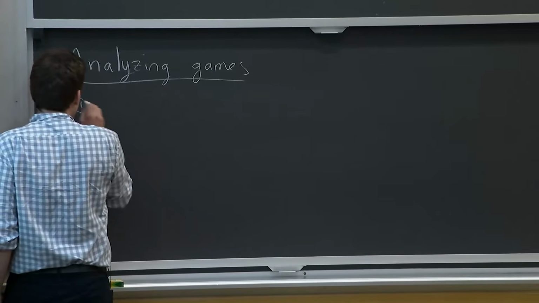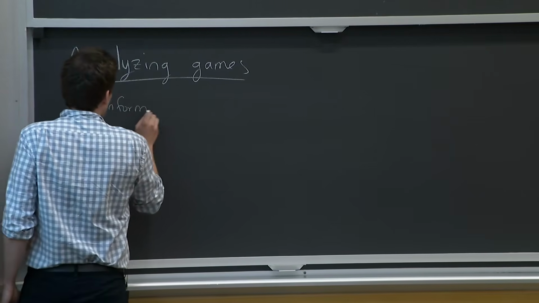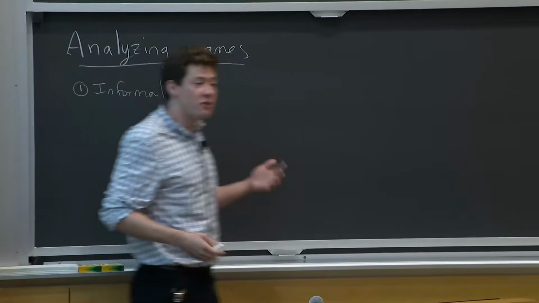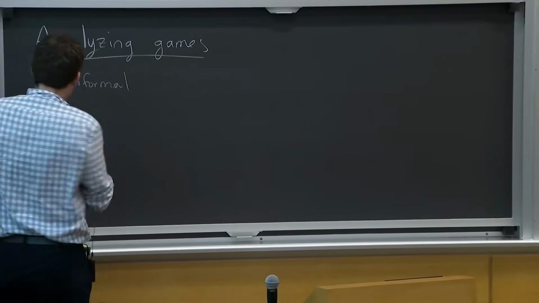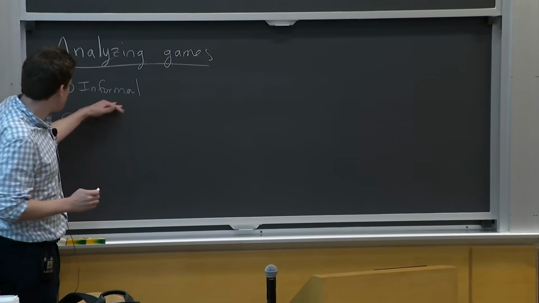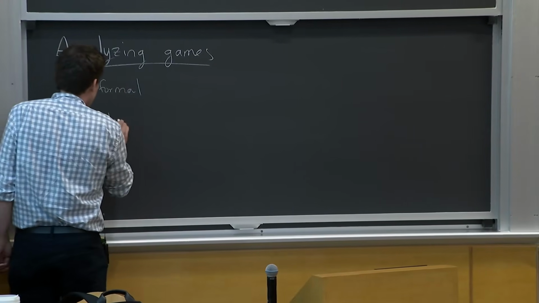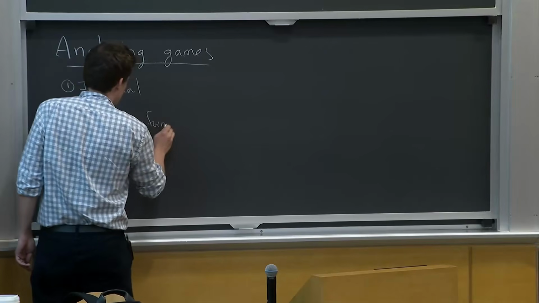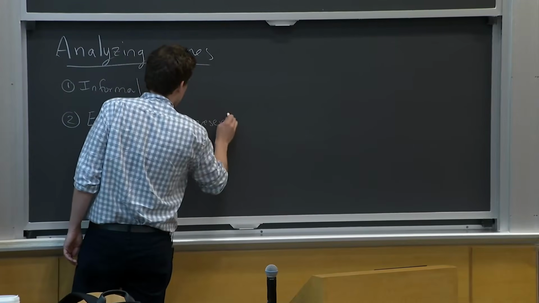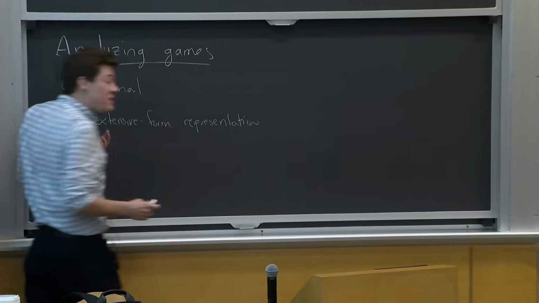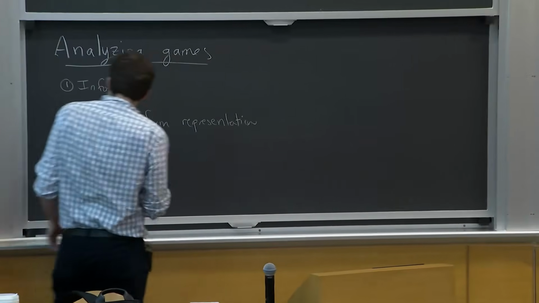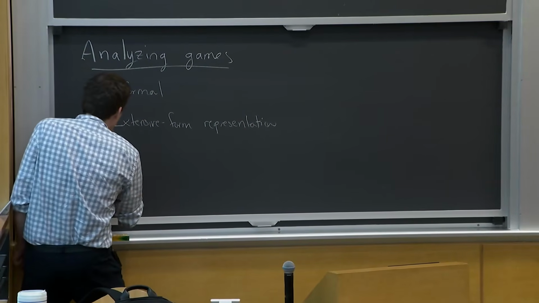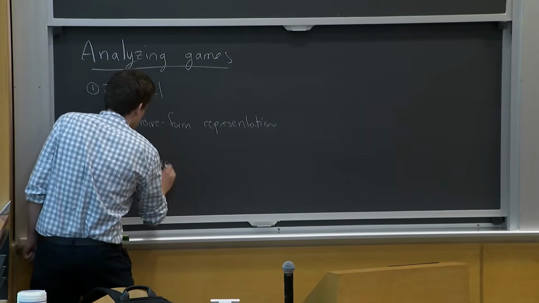So I want to first go over the approach that we're usually going to take in this course. We'll usually start with some informal description of a strategic setting. That may be something that you get in a problem set or from thinking about the world. Then, based on the informal description, we'll usually write down the extensive form representation. Remember, this is the very detailed representation that we talked about a lot on Tuesday. And then we'll reduce this extensive form representation to the strategic form representation.